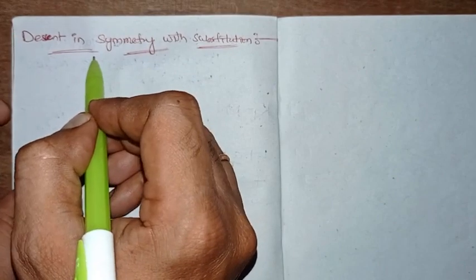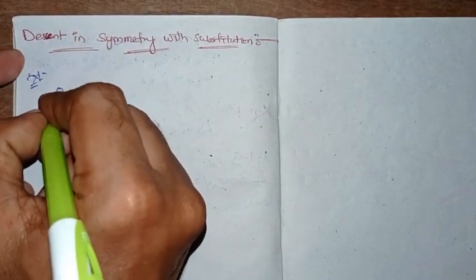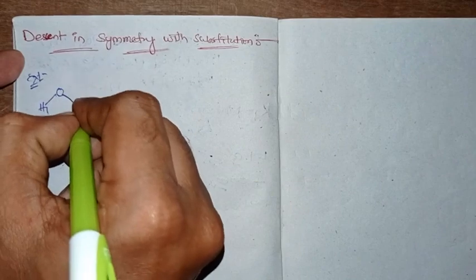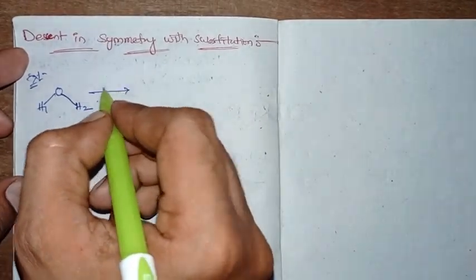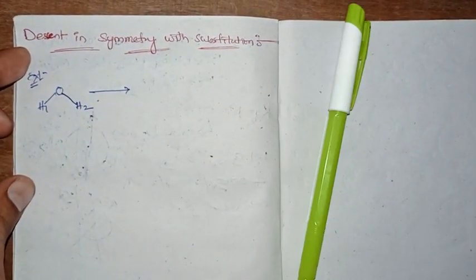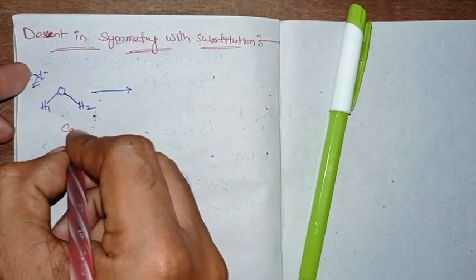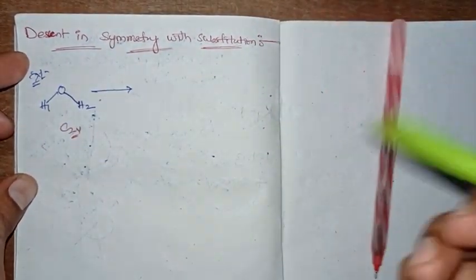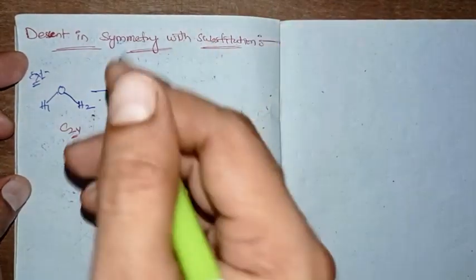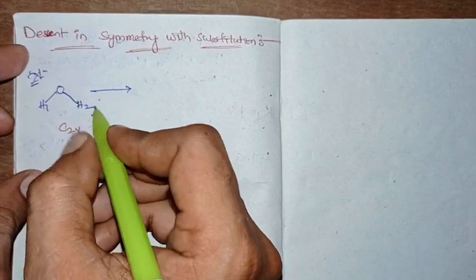So when we look into a water molecule, for example, we know that it is an angular shaped molecule, and its point group is C2V. It was all discussed in previous classes. If you don't know, go through the previous classes. It is a C2V point group.